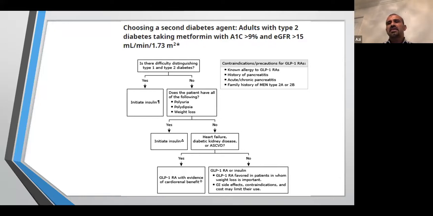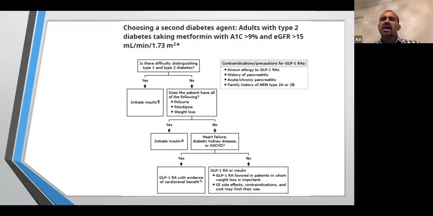Choosing a second diabetic agent. This algorithm I added to the slides will help us navigate with confidence. When do we actually choose a second diabetic agent? For example, after metformin has failed. We just look at a very easy algorithm.